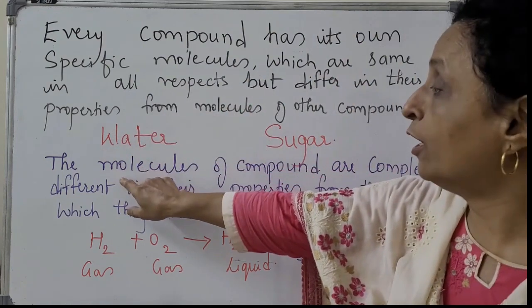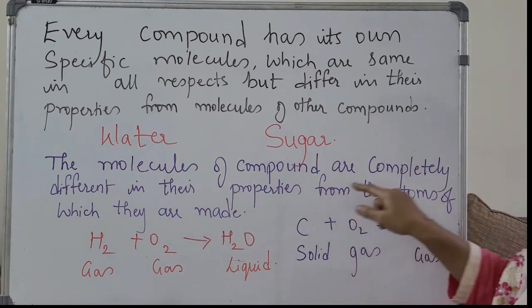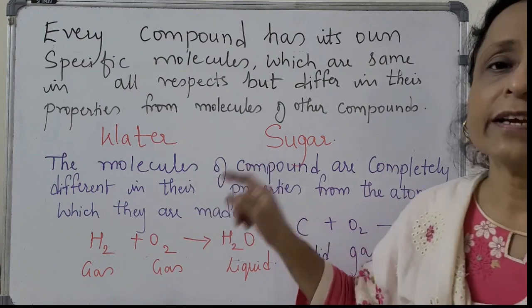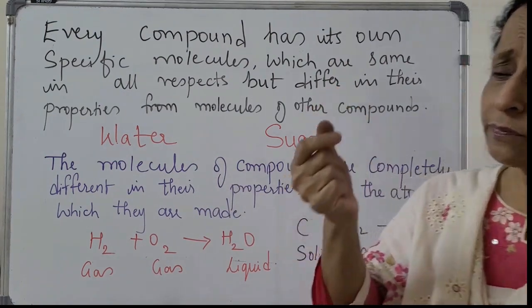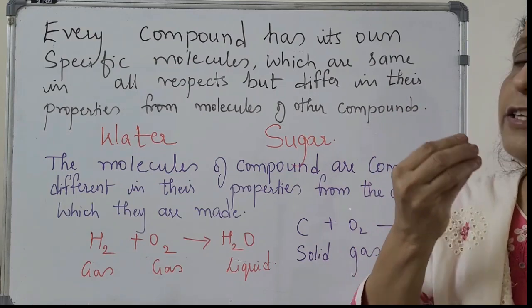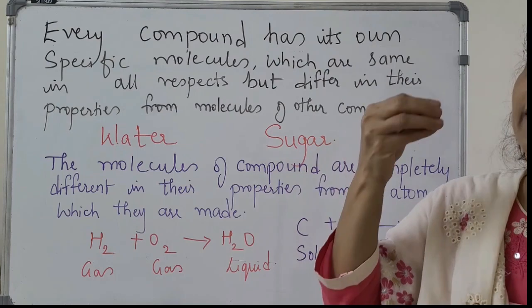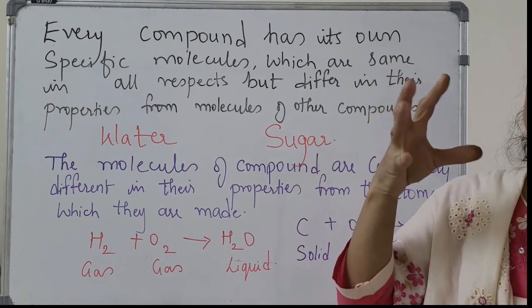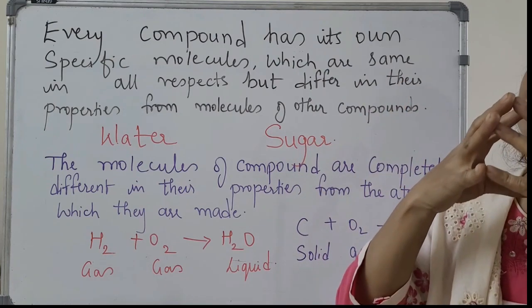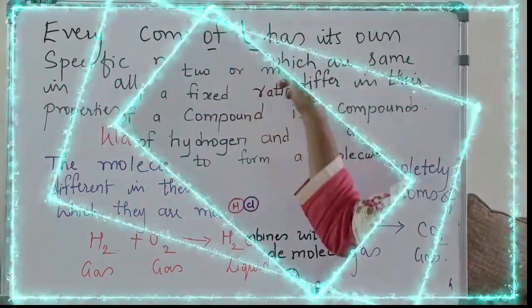So the molecules of a compound are completely different in their properties from the atoms of which they are made up. Take many more compounds. The salt which you take, sodium chloride: the property of sodium and the property of chlorine is completely different from sodium chloride when they come together as a molecule of a compound.